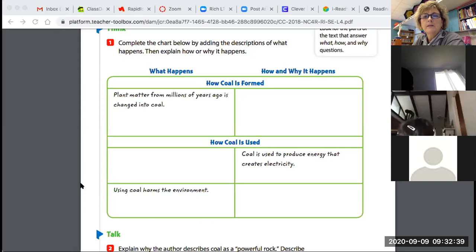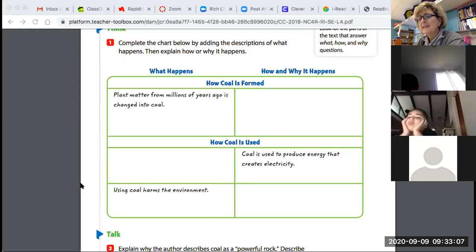Okay? So is that saying the same thing, but going back into the story and finding it? Plant matter from millions of years ago is changed into coal. And so how and why does it happen? How it does it is through heat and pressure. And why? Because of the chemical change. It has a chemical change after it has heat and pressure. Does everybody see that?